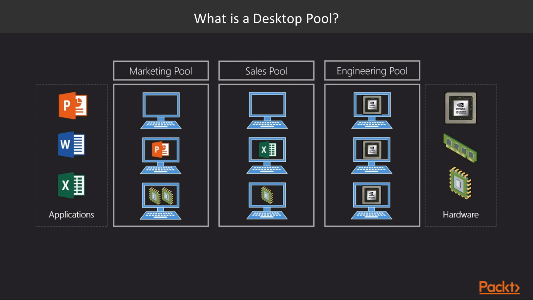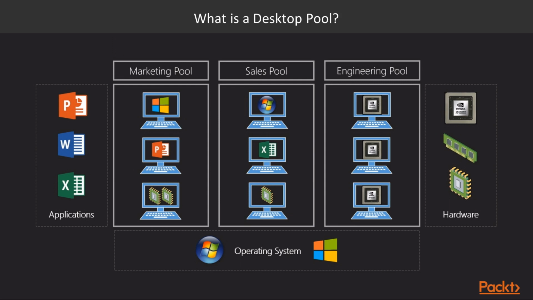Finally, the last attribute we're going to talk about is the operating system. Like with applications, here you could have different operating systems running on each of the virtual desktop machines within a pool. For example, the virtual desktop machines in the sales pool might be running Windows 7, and the virtual desktop machines in the marketing pool might be running Windows 10.